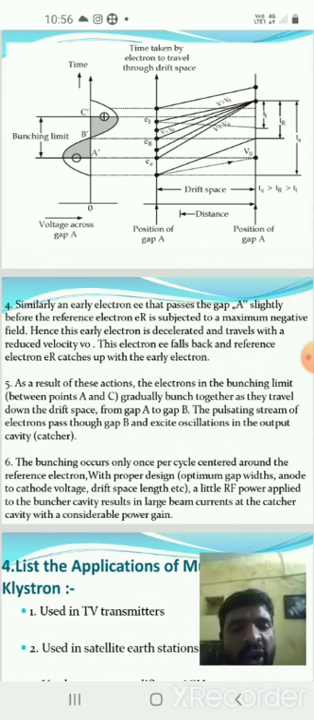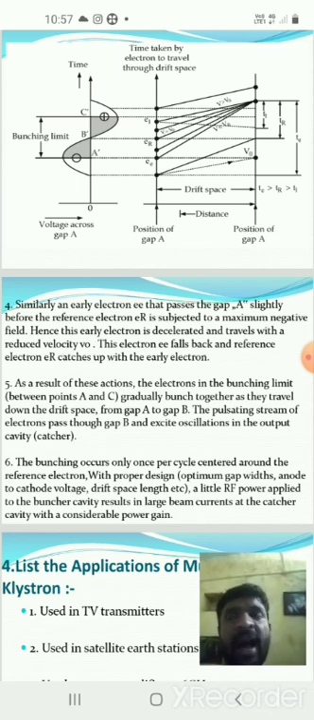Similarly, an early electron EE that passes the gap A slightly before the reference electron ER is subjected to maximum negative field. Hence, this early electron is decelerated and travels with reduced velocity V0. This electron EE falls back and the reference electron ER catches up with the early electron. That means in the first air gap in buncher cavity A, the RF signal touches the electrons.